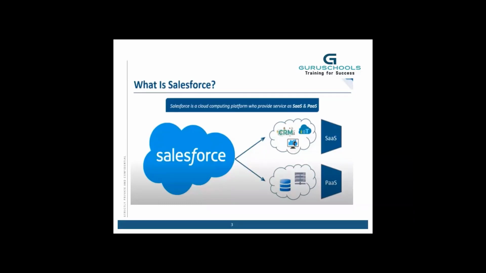So you can see on the screen, Salesforce is a cloud computing platform which provides service as a SaaS and a PaaS. The acronyms SaaS and PaaS stand for software as a service and platform as a service. For example, talking about the difference, SaaS: if you are delivering a software application to your clients or customers, then you are called a software as a service company. That is why Salesforce is trending in the market. Every Fortune 500 company is using it.